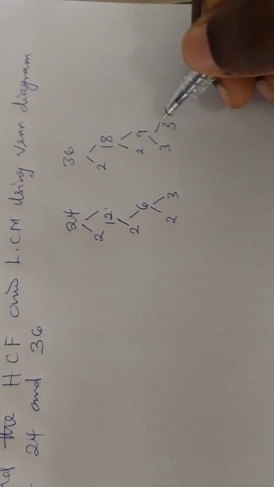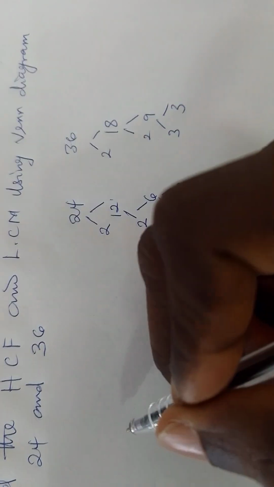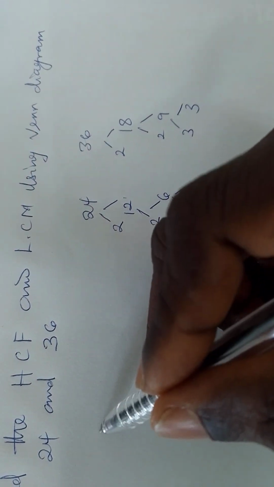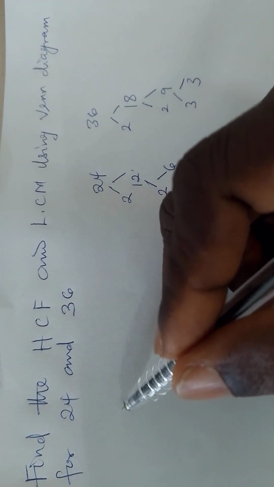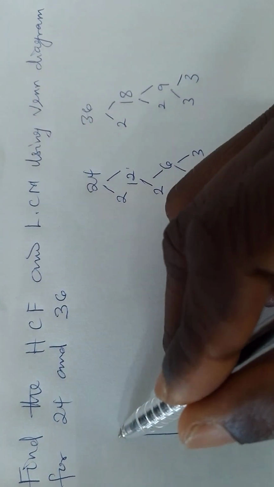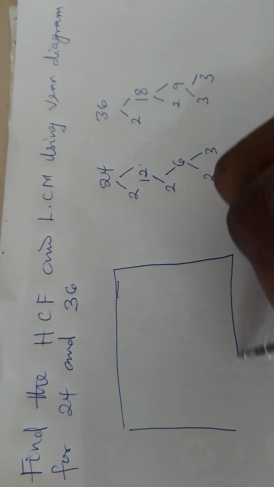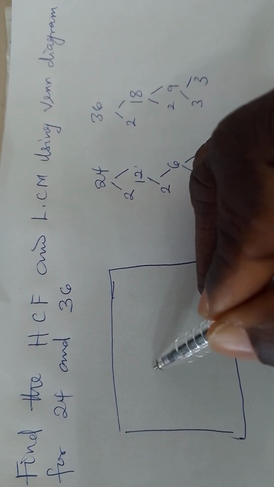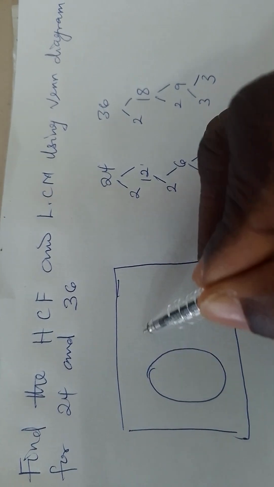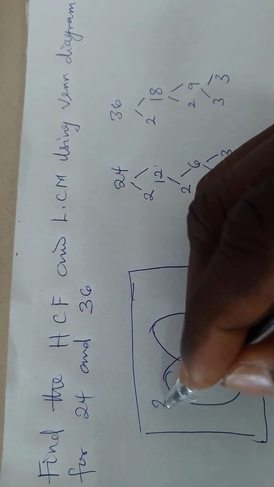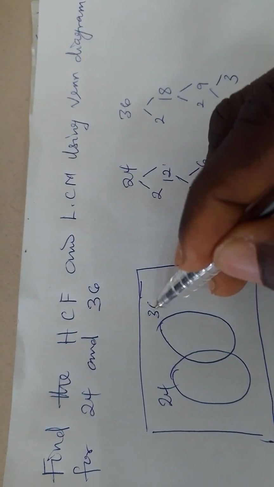So right now I need to draw the Venn diagram, and this is how the Venn diagram looks in mathematics. It was discovered by John Venn. This is how it looks, and I'll draw. I'll have 2 circles because it is 2 different numbers. This can be for 24 and this can be for 36.